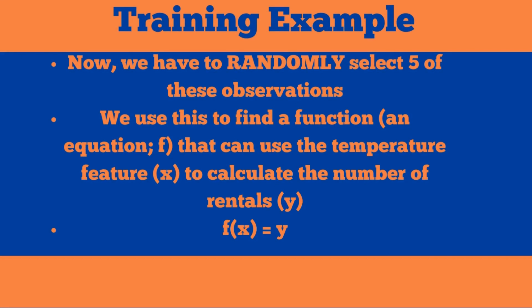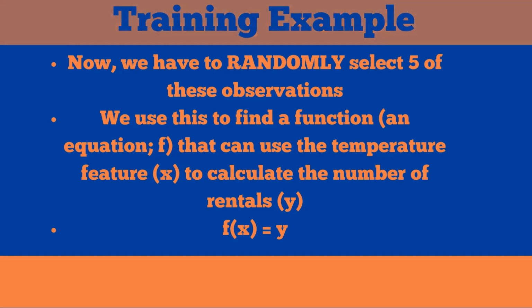So now, back to training the model. We have to randomly pick 5 of these observations, which are basically the rows in the tables earlier. We use this to find a function, which is basically a mathematical equation. Let's call it f, that can use the temperature feature, which we'll call x, to calculate the number of rentals, which we'll call y. In other words, we need to define the following function. f(x) = y.